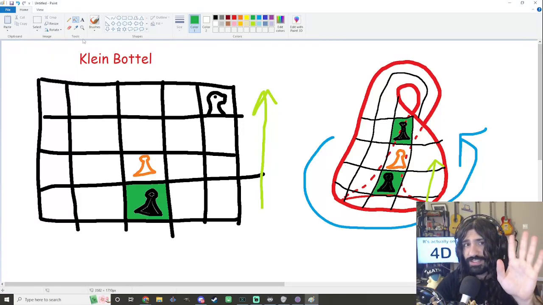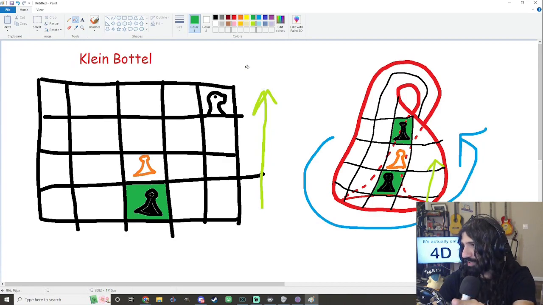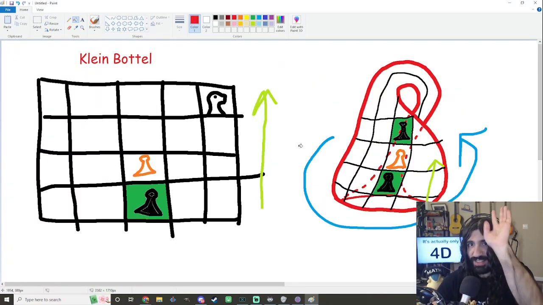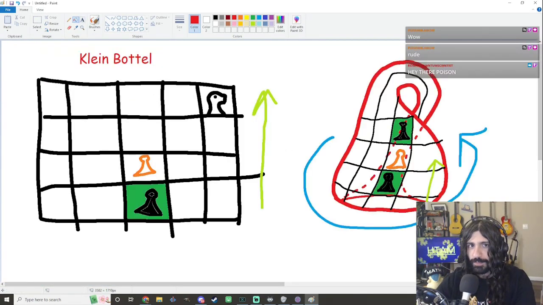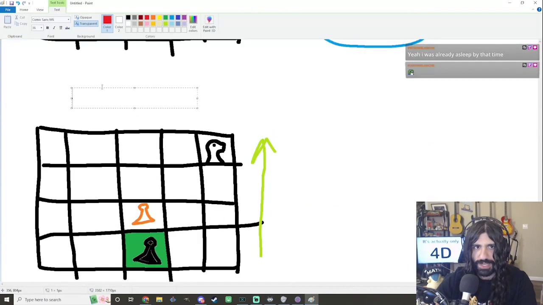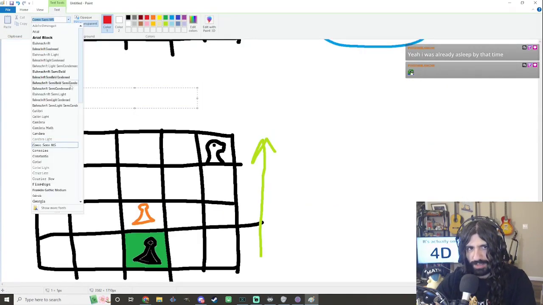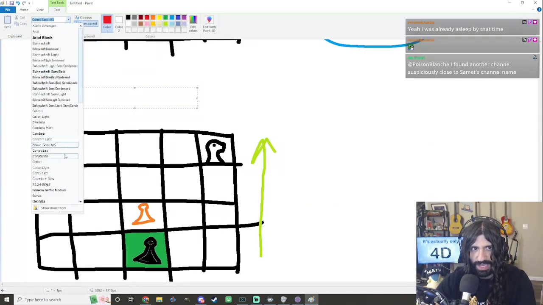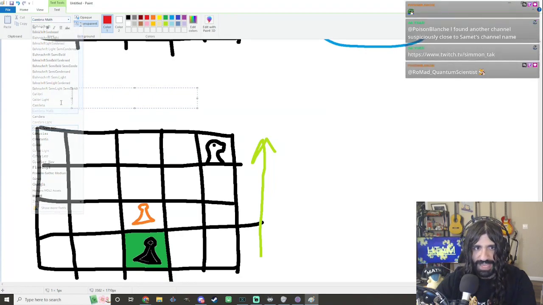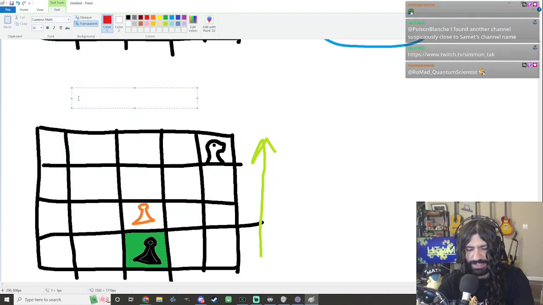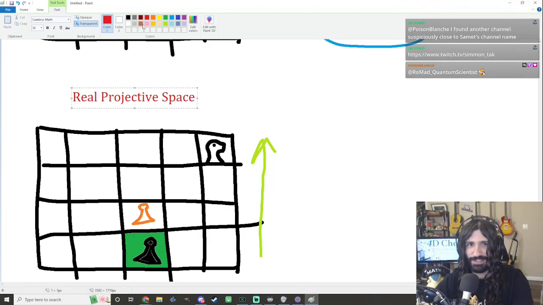Also, I want it to be shiftable. So that's the other part, right? It's not just this. It's the fact that there's Klein bottle chess, but then there's also, okay, no, the Klein bottle is Comic Sans. We're going to say, Cambria Math is, I have to draw, you know what? We'll just go with real projective space. This is ambitious for me.